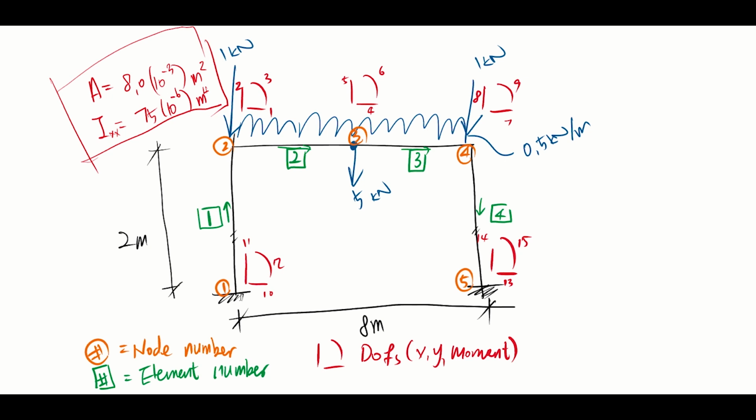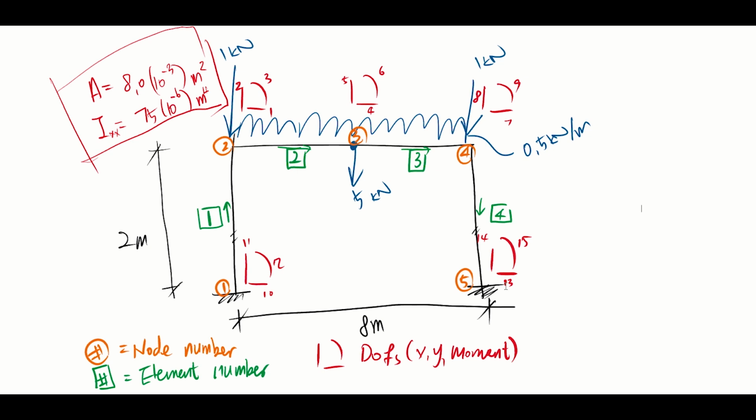As node 1 is totally fixed, we skip that. Your second node, starting from the x, y, moment, is 1, 2, 3, and moving on to the next one, 4, 5, 6, where everything is free. Moving on to your fourth node, 7, 8, 9, everything is free to rotate and free to move in the y direction as well. And your fifth node, everything is fixed.